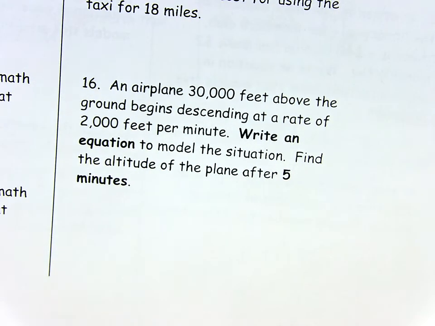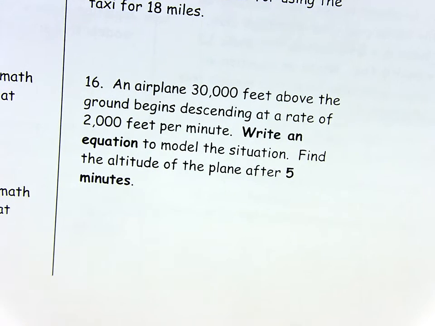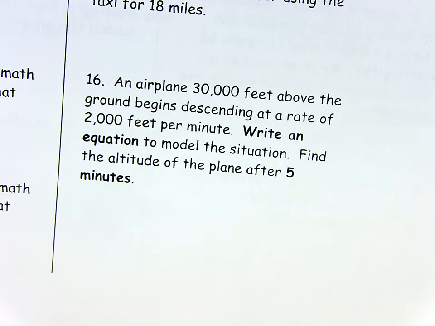An airplane is 30,000 feet above the ground and it begins descending at a rate of 2,000 feet per minute. Write an equation to model the situation and then find the altitude of the plane after 5 minutes. Alright, so let's talk about this. A plane is 30,000 feet above the ground and it's going to start descending at a rate of 2,000 feet per minute. What does the word descending even mean?